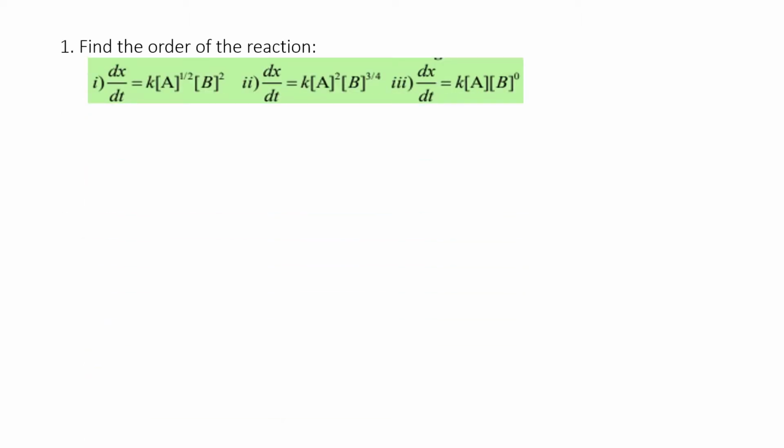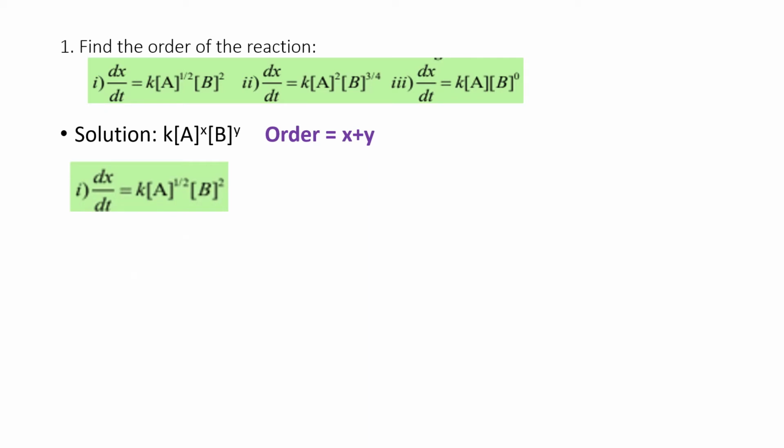I have given three questions in which we need to find the order of the reaction. The first one we will see. Actually, how to find the order of the reaction? The order of the reaction is the power of x and the power of y. We need to add them, then we will get the order of the reaction. Order is equal to x plus y. This x plus y is the order of the reaction. The power of a and the power of b, we need to add it.